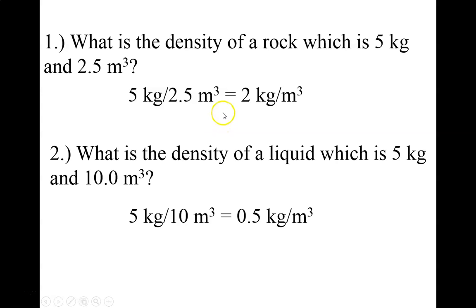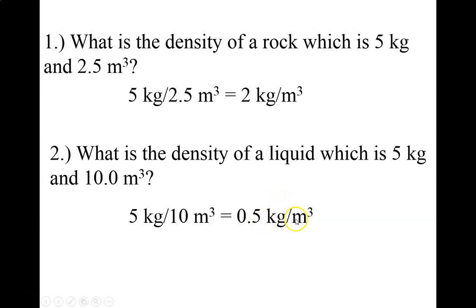What's the density of a liquid which is 5 kilograms and 10 meters cubed? Well, 5 kilograms is our mass still, and the volume is 10 meters cubed. So when we divide that, we get 0.5 kilograms per meter cubed.